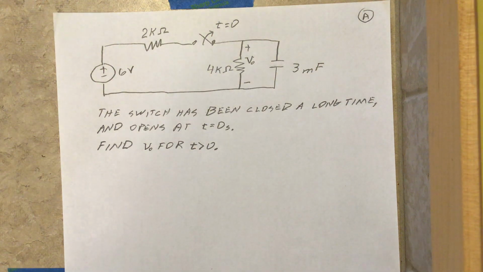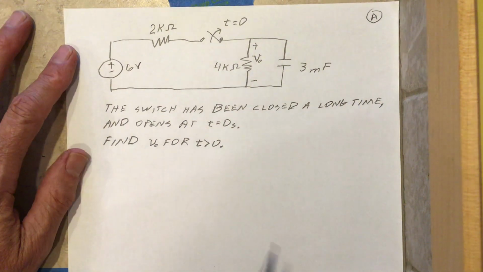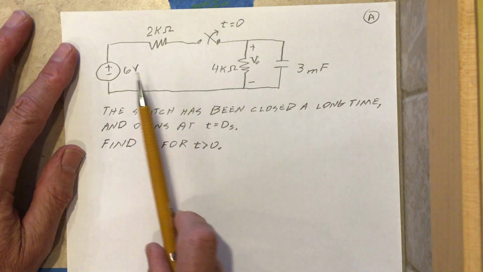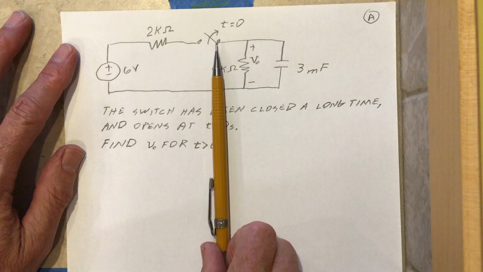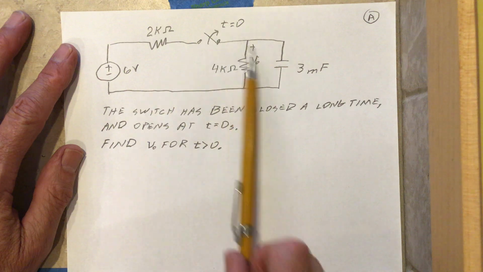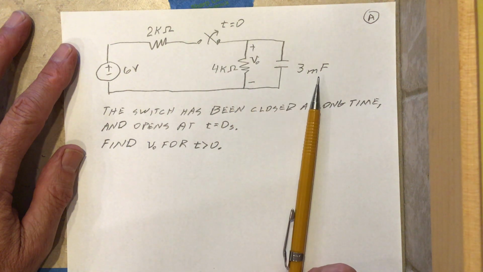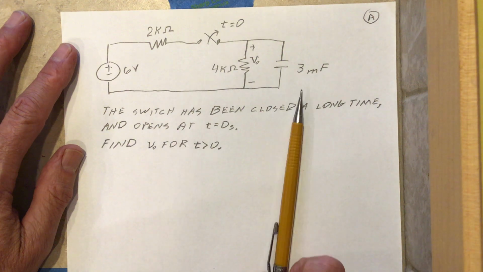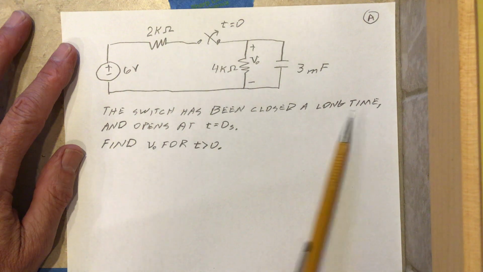Good morning, class. Let's look at solving a couple of simple first order systems, an RC circuit and an RL circuit. So let's take this example problem first. We have a power supply, a resistor. Now we have a switch which opens up at time equals 0, a 4K ohm resistor in parallel with a 3 millifarad capacitor. And we're given the information that the switch has been closed a long time.